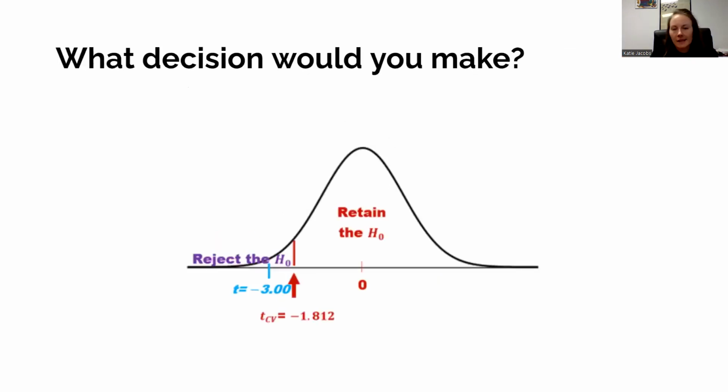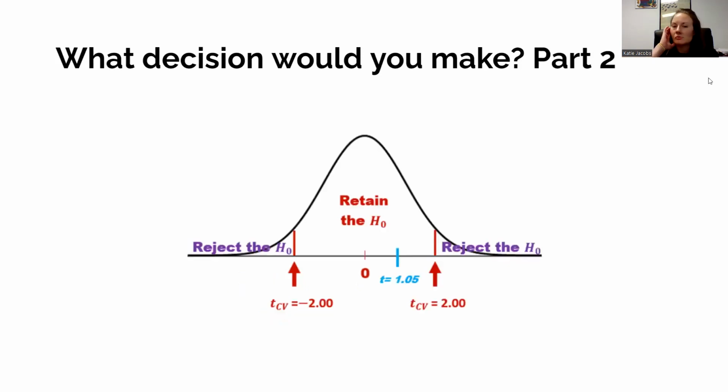When we're labeling our normal curve to make a decision, we know that we also have to label the test statistic that we calculated earlier using our formula. So if we had a t test statistic equal to -3, what decision would we make? If that was our critical value of -1.812, we went beyond that number, and we know that we would reject the null hypothesis.